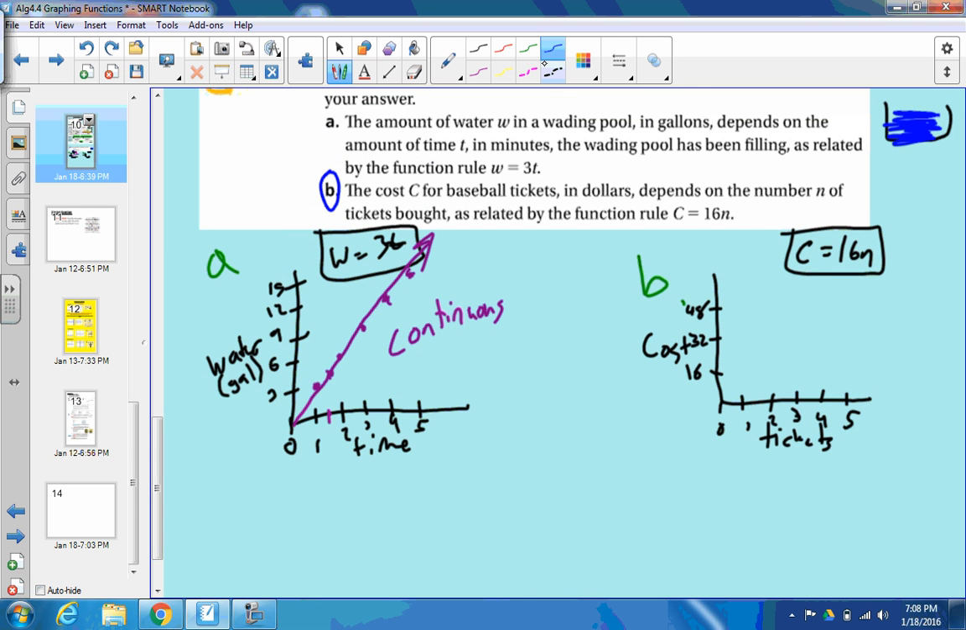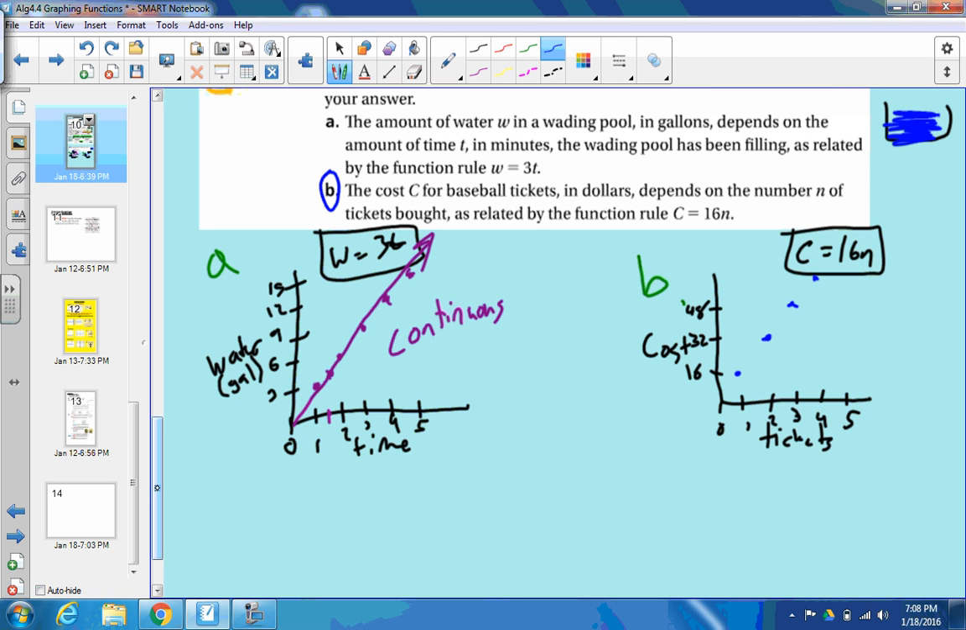So if we graph it, one ticket is $16 because you plug in 1 for n. 1 times 16 is 16. 2 tickets would be $32. 3 tickets would be $48. 4 tickets, again, that would go up. That would be up to 16 more dollars. Would be $64, and so on.